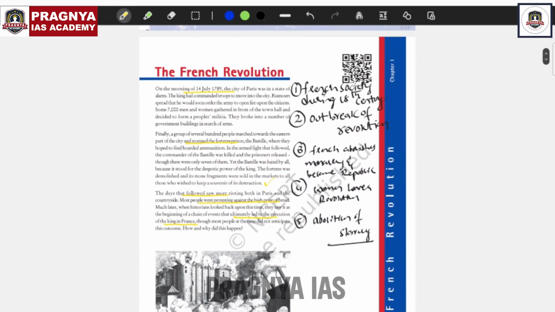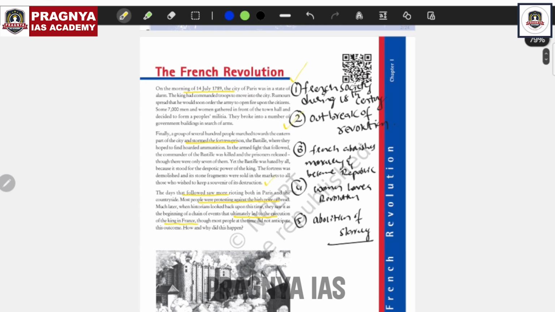The first chapter is on the French Revolution. In this chapter, we are going to discuss five different topics. The first topic is on French society during the 18th century. The second topic, outbreak of the revolution. The third topic is on France abolishing monarchy and becoming a republic. And the fourth topic, women in the revolution. And the fifth topic, abolition of slavery.